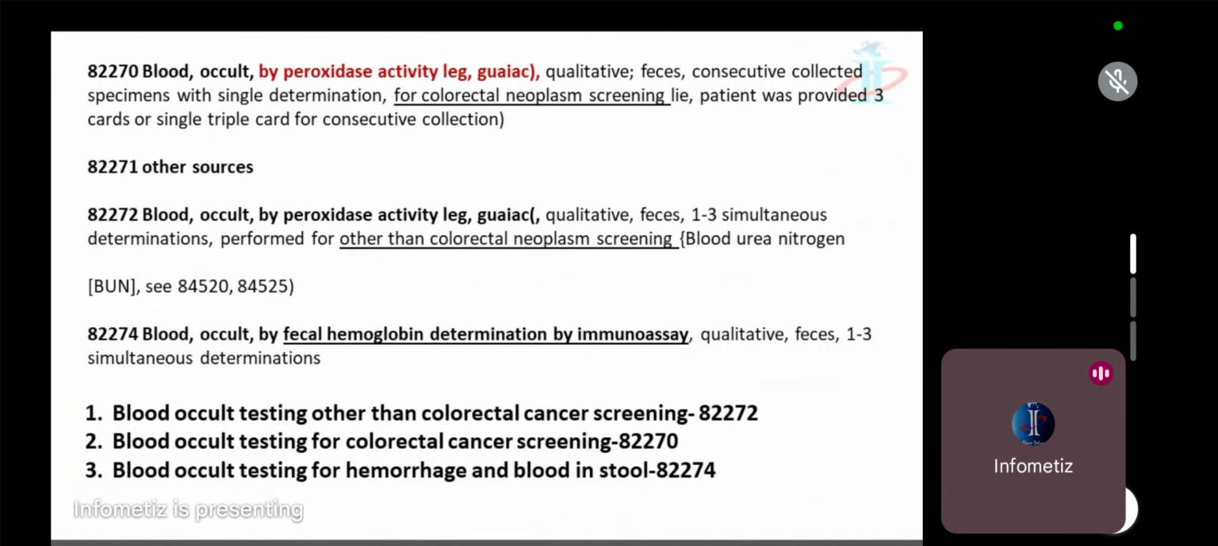That is blood by peroxidase activity, qualitative, feces, consecutive collected specimens with a single determination, for colorectal neoplasm screening. The patient was provided 3 cards and a single triple card for consecutive collection. What is that? This is stool testing, because the patient was getting blood in the stool in the toilet. Why is he coming for checkup and testing now? Because the doctor is suspecting he may have colon or rectal cancer.